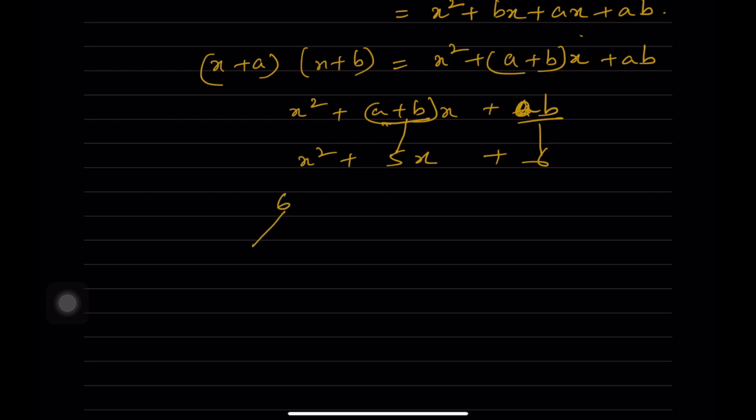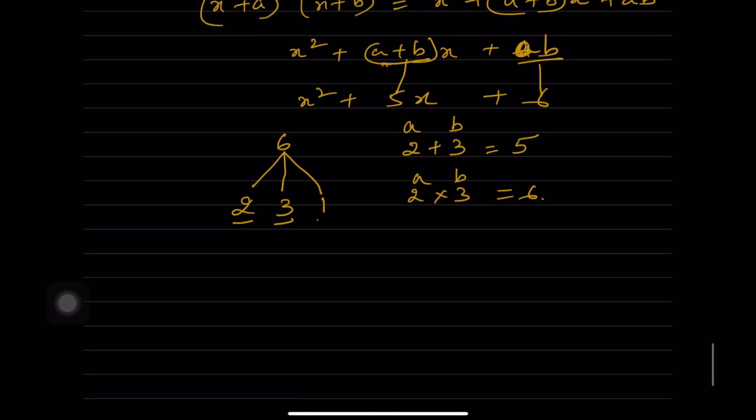The factors of 6 can be written as 2 into 3 is 6, 6 into 1 is 6. Now we have to select any two terms as a and b such that the sum of them should be equal to 5 and the product should be equal to 6. So I am selecting 2 and 3. 2 plus 3 is equal to 5? Yes. And 2 into 3 is equal to 6? Yes. So a is 2 and b is 3, so a into b is 6, and a plus b is 5.